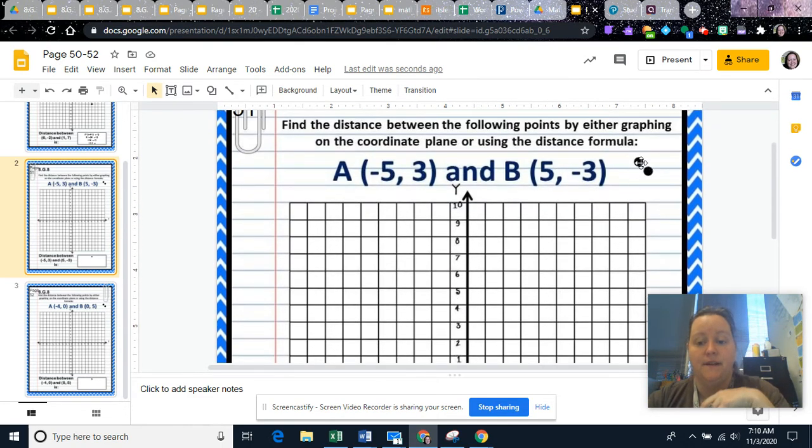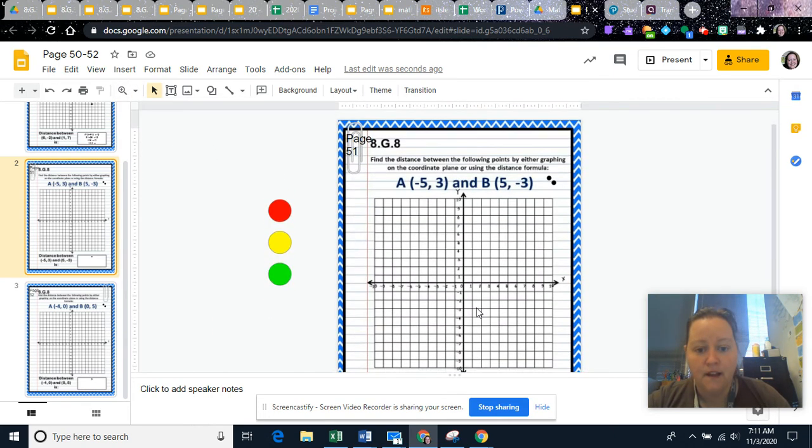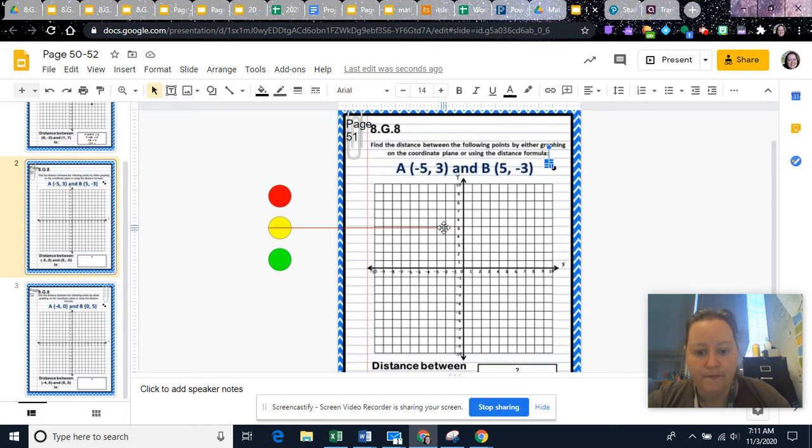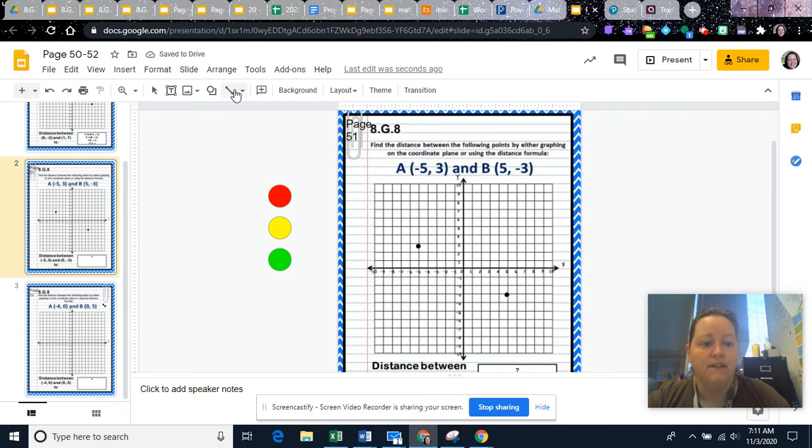If you can't, you just come up here and you are going to plot your points. So I'm going to shrink this a little bit. At -5,3, you're going to go -5 and then +3. And there's a line. And then the next one is 5,-3. Okay, so then now you've got your 2 points. Then you can take your drawing tool. And when you connect these, that's your goal. You're trying to find that hypotenuse, that length of the right triangle.